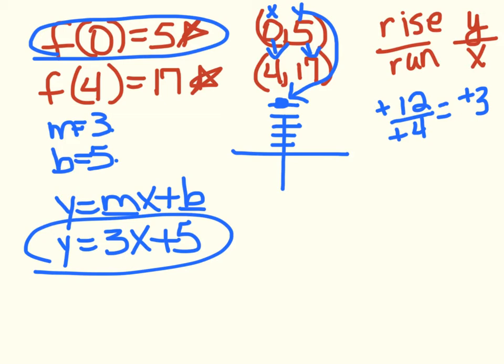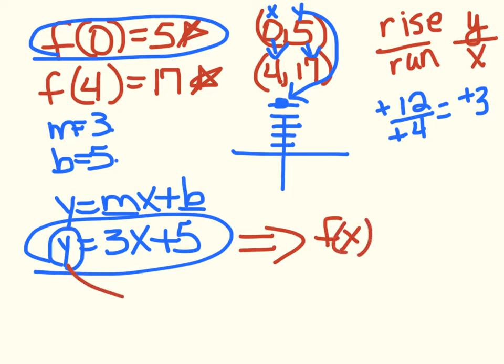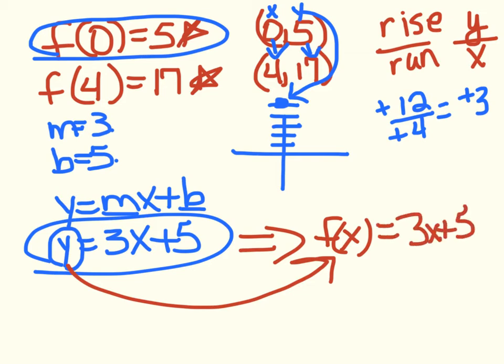If they want it in function form, all you do is replace that y with f of x. Okay, so we would go, function form is f of x. Same thing, y and f of x. f of x just means function form, and then it's the same thing, 3x plus 5. This is in equation form, y equals form. f of x is a function.